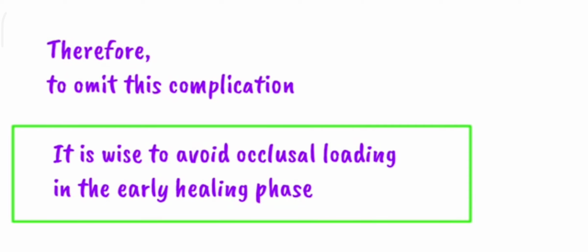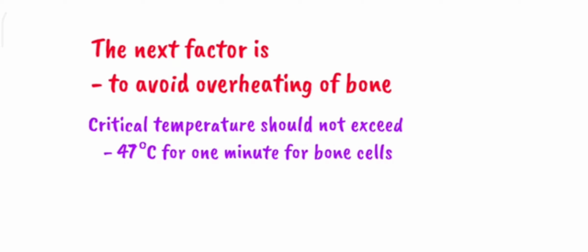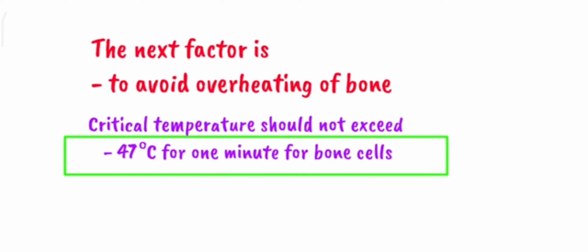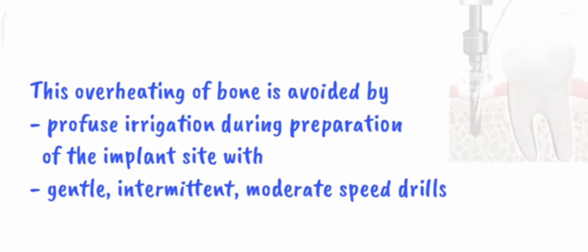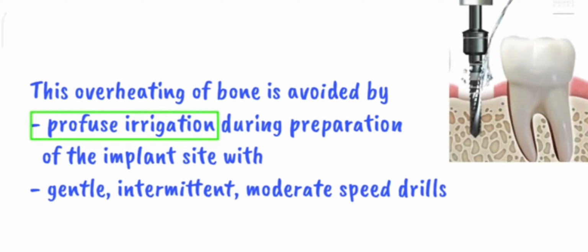Another critical factor is avoiding overheating of bone. The critical temperature should not exceed 47 degrees Celsius at an exposure time of 1 minute for bone cells. If exceeded, bone may become necrotic, may remain non-mineralized, and can form scar tissue and even get sequestrated. This is prevented by profuse irrigation of the implant osteotomy sites with gentle, intermittent, moderate speed drills.